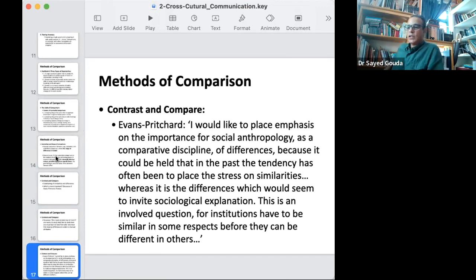Evans-Pritchard said, I would like to place emphasis on the importance for social anthropology as a comparative discipline of differences, because it could be held that in the past, the tendency has often been to place stress on similarities, whereas it is the differences which would seem to invite sociological explanation. So this is an involved question, for institutions have to be similar in some respects before they can be different in others.